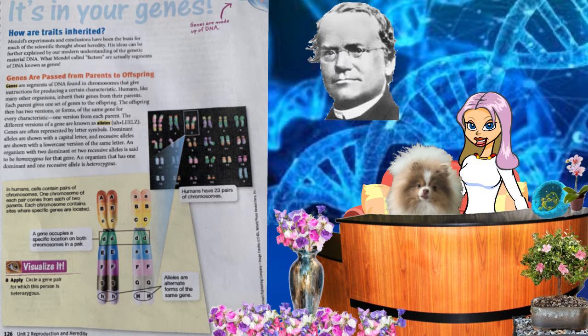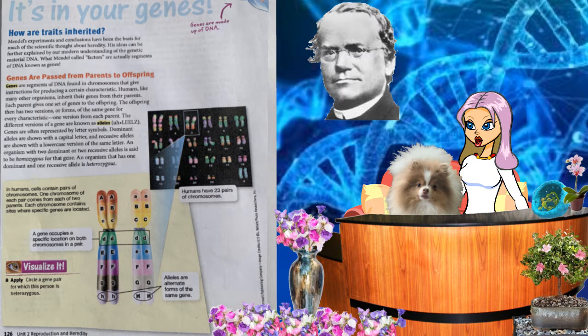Humans have 23 pairs of chromosomes. In humans, cells contain pairs of chromosomes. One chromosome of each pair comes from each of two parents. Each chromosome contains sites where specific genes are located. As we see in the graphic, a gene occupies a specific location on both chromosomes in a pair. Alleles are alternate forms of the same gene.